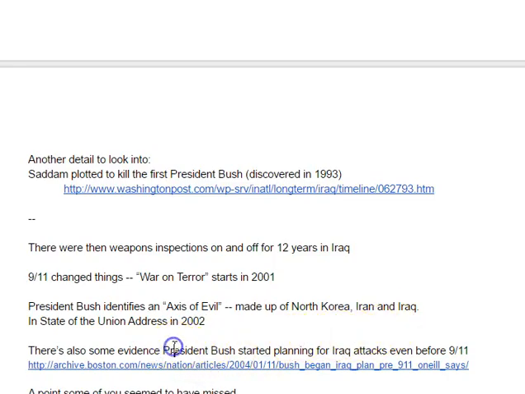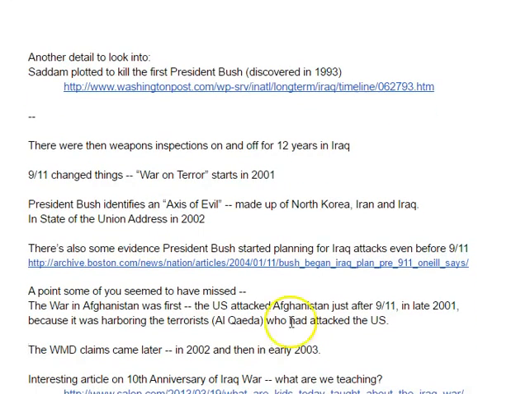There's also some evidence that's come out later that said President Bush started planning for the attacks in Iraq even before 9/11, and you can click that link and look around for some others.